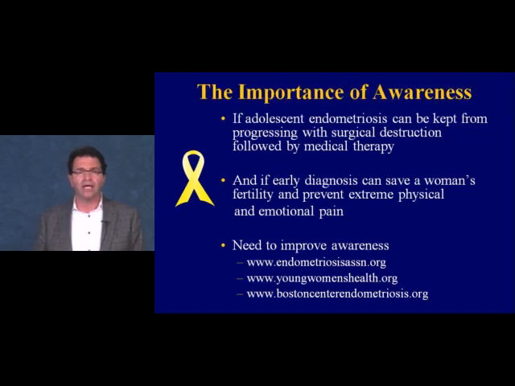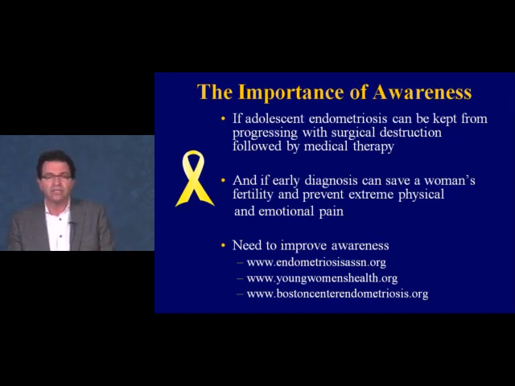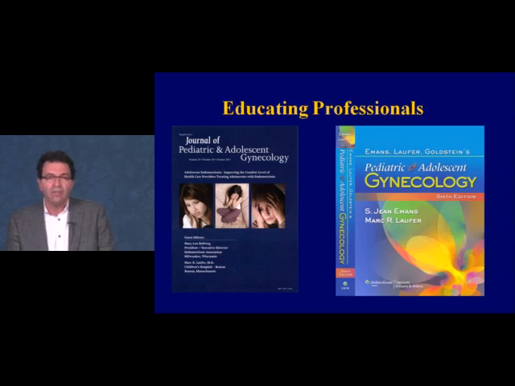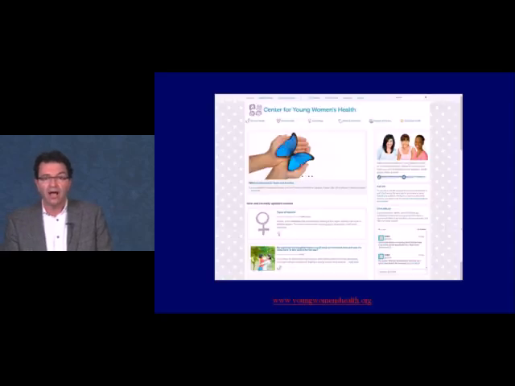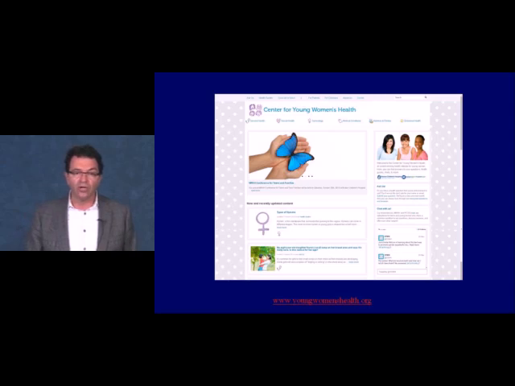Awareness is important, and I direct you to differing websites. YoungWomen'sHealth.org is a website that Jean Emmons and I started at Boston Children's, the Boston Center for Endometriosis, and the Endometriosis Association. There is educational information for professionals in the Journal of Pediatric and Adolescent Gynecology. In addition, youngwomenshealth.org is a website that's available to you with handouts on about 300 different topics in English and in Spanish. It's free, and one can use this to gain information for patients and families regarding all types of medical issues and mental health issues relating to teen women.